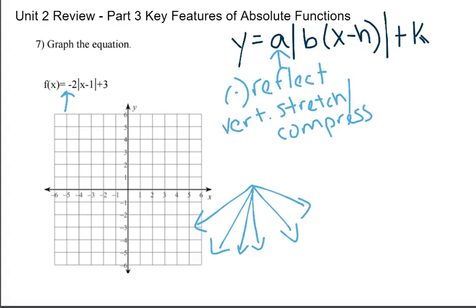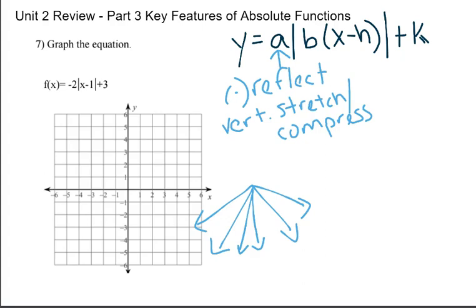If you think about stretching a rubber band, it gets skinnier versus if I compress it down, it's going to get wider. So anytime it is a number that is not a fraction, like 2, that is going to stretch it by 2. It's kind of like a multiplier. If I multiply it by 2, it's going to get bigger. Versus if I multiply it by a half, that number is going to get a wider graph. That's going to compress it.